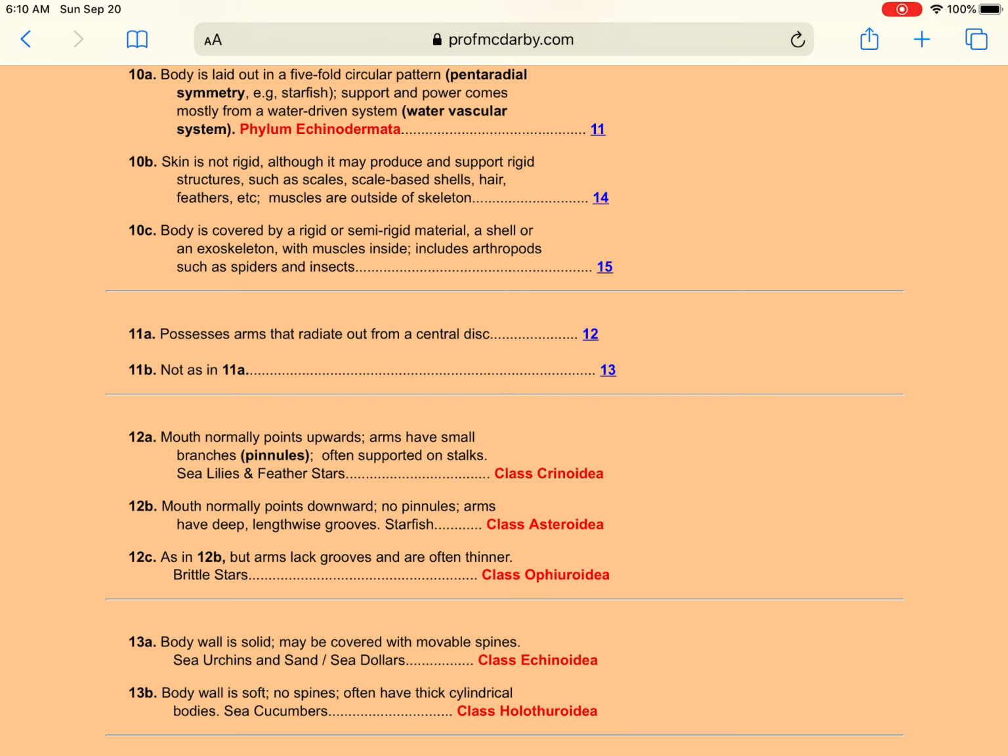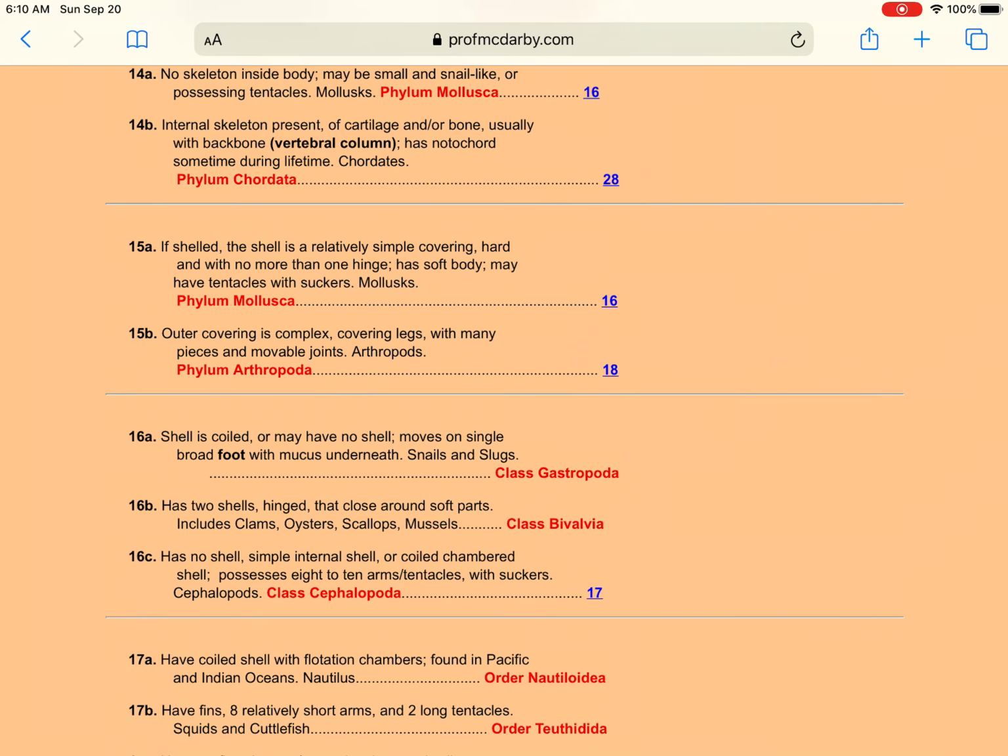10C, our body is covered by a rigid or semi-rigid material, a shell or an exoskeleton with the muscles inside. And it tells you it includes things like spiders and insects. Well, we're not rigid, so it's not a tricky question for us, but for some animals it is. I'm going to tap 14. A lot of times with these choices, you don't have to read the whole thing to know what the choice is. 14A is no skeleton inside body. Well, you know that can't be right.